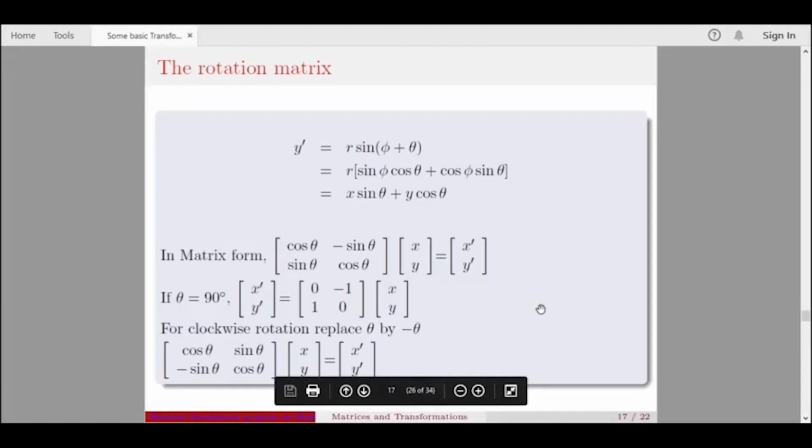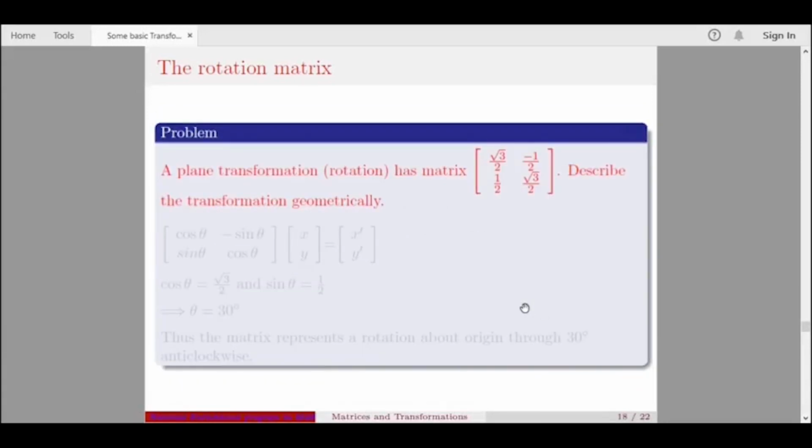Now we will see a problem. A plane transformation, which is rotation here, has matrix root 3 by 2, minus 1 by 2, 1 by 2, root 3 by 2. Describe the transformation geometrically. So the transformation matrix is given. We have to find out what this matrix implies. What is the transformation done here?